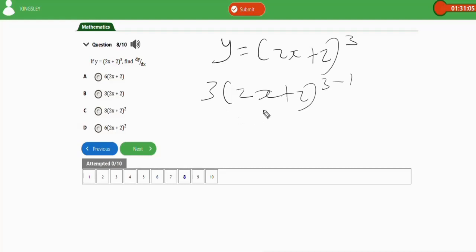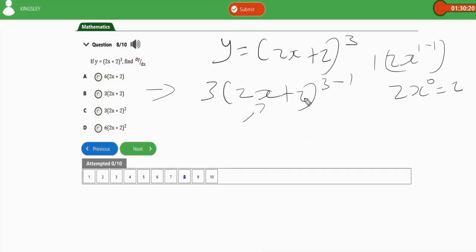Now that you have done this, let's differentiate what we have inside the brackets. Whatever output you get, we also bring it to this side to multiply everything. So if you differentiate 2x plus 2, when you differentiate 2x, this is something as 2x to the power 1 minus 1. Remember, the 1 will come to here and multiply everything. So this is 2x to the power 0. X to the power 0 is 1. So 2 times 1 will give us 2.